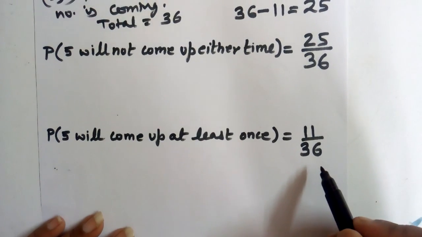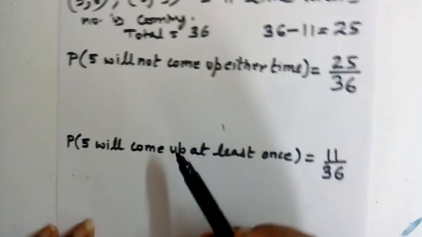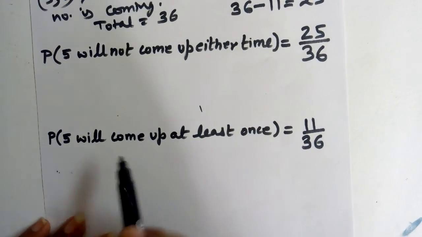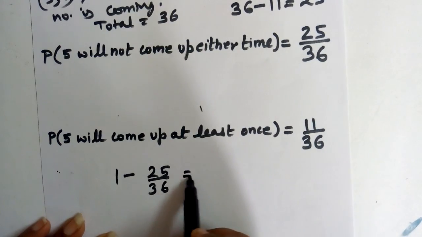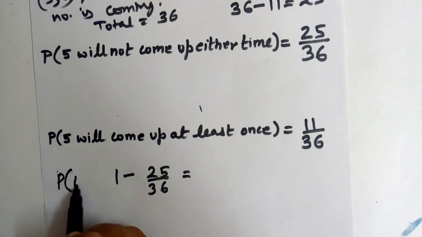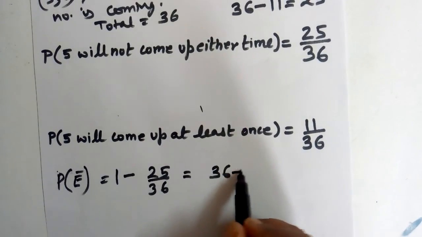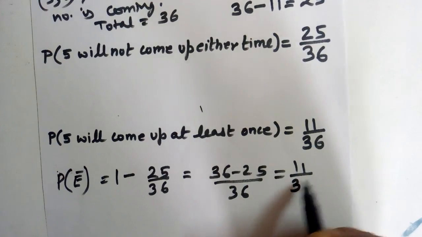Either we can find it this way, or we have one more method. Since both cases are complementary to each other, we can also find it by 1 minus 25 upon 36, which is equal to 36 minus 25 upon 36, again 11 upon 36.